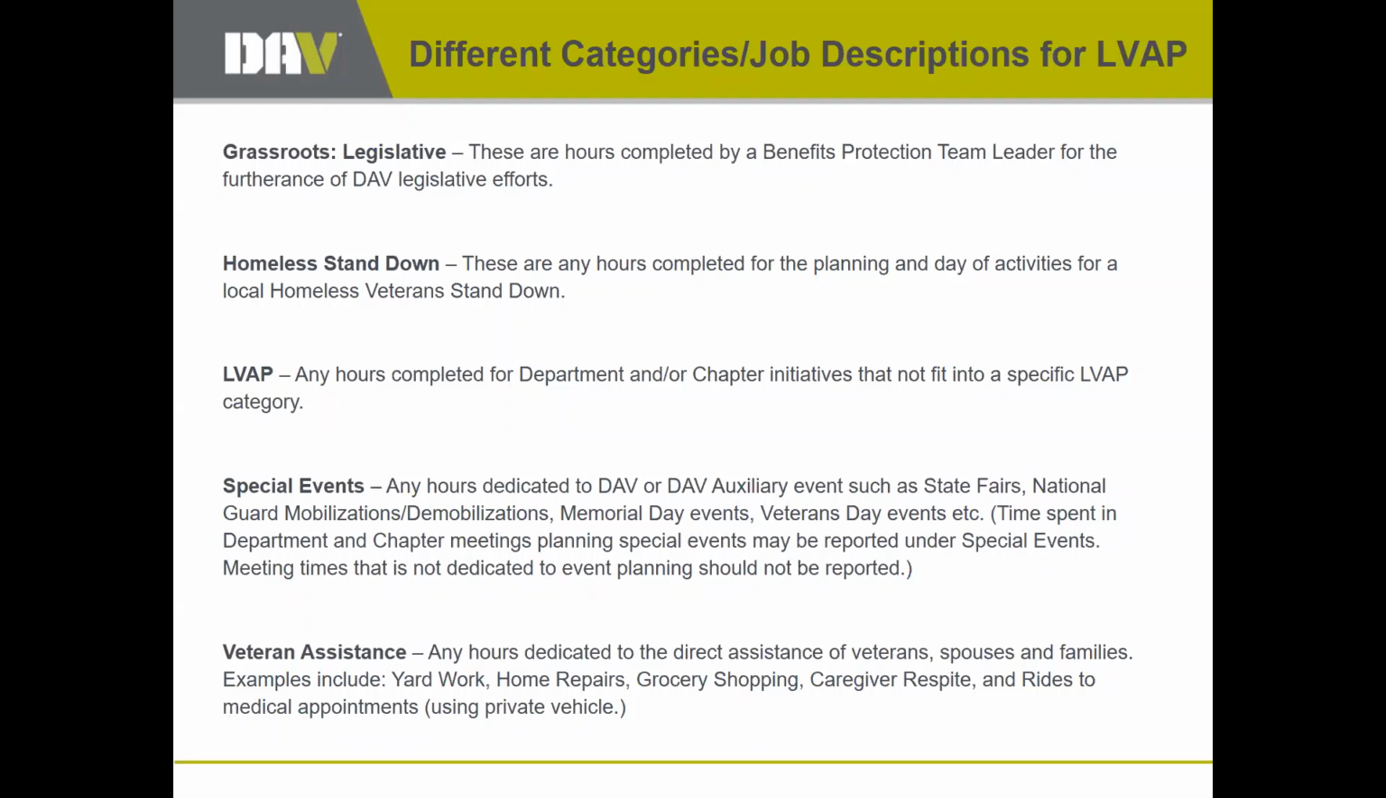Also, make sure you're not double counting hours. So if you do 2 hours of CSO work during a day and 2 hours of veteran assistance, and you're a caregiver and you've spent 8 hours as a caregiver, if you were doing the CSO work and the other veteran assistance during that same 8 hours that you were a caregiver, it's just 8 hours. It's not 12.